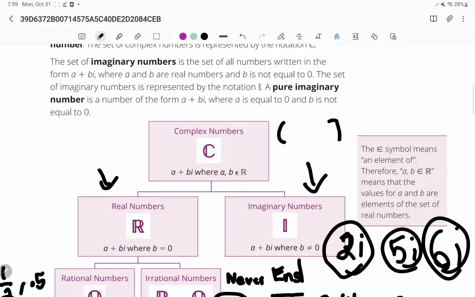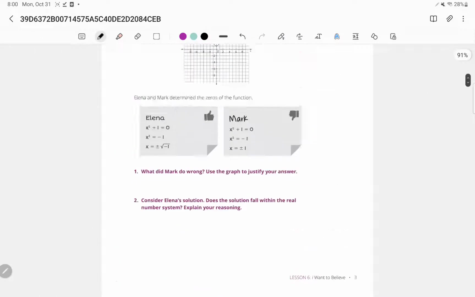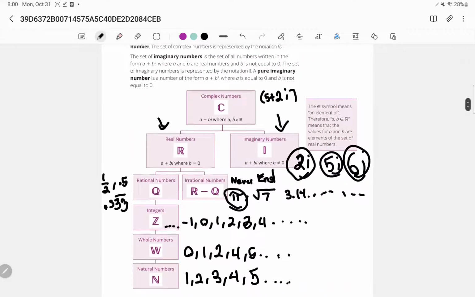I'm going to put it in parentheses, and you always want to put the real number first. So I'm going to put 5, then plus 2i, and that's it. That's a complex number. That's the highest on the chart. It's the one thing that includes everything below it.